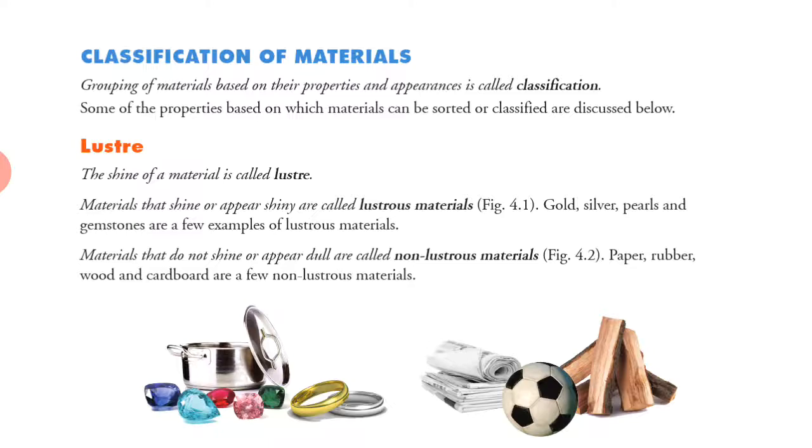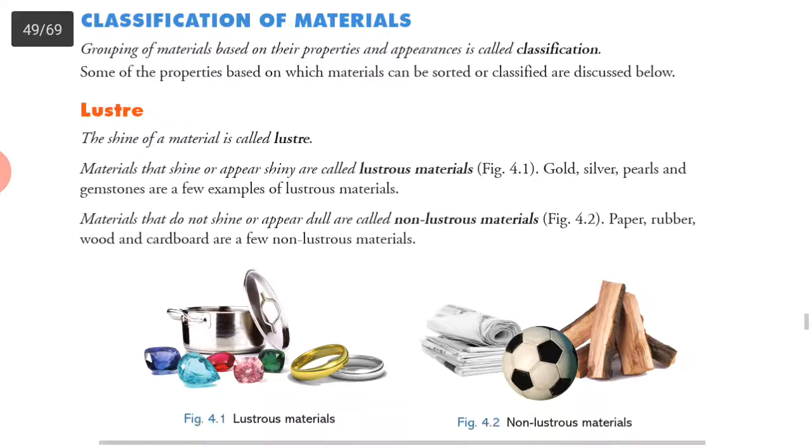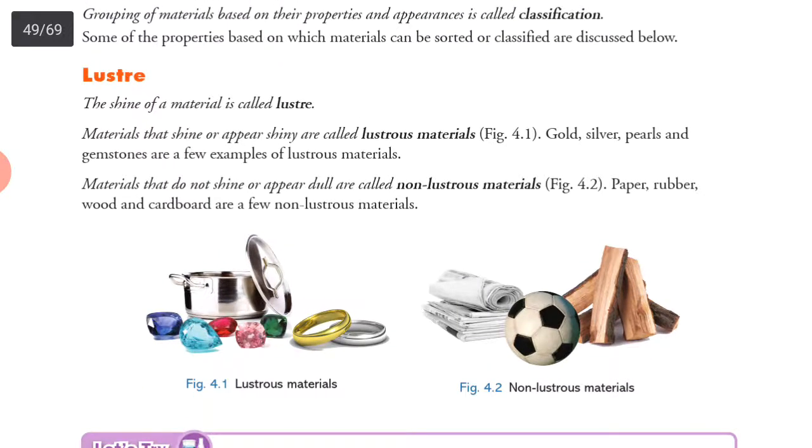Gold, silver, pearls, and gemstones are a few examples of lustrous materials, and others which are not shiny in appearance will be materials like paper, rubber, wood, cardboard, which are non-lustrous materials. Okay, got it, dear students? Is there any doubt? I think there will be no doubt. You can see in the picture also the lustrous and non-lustrous materials.